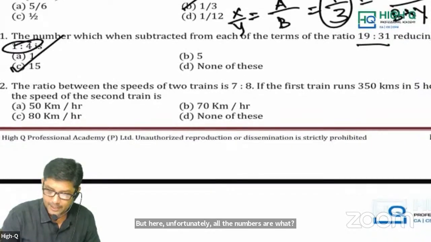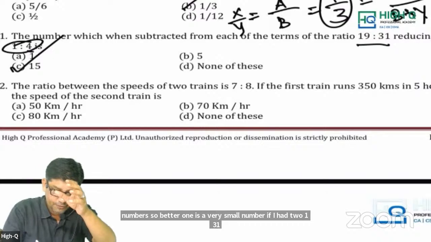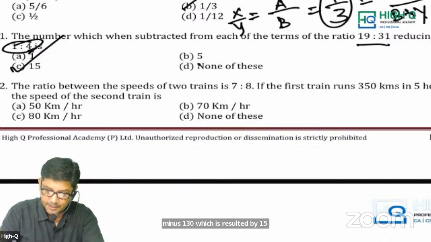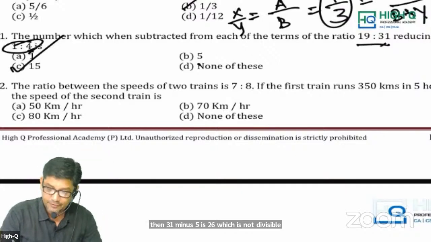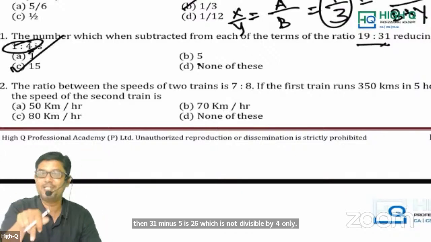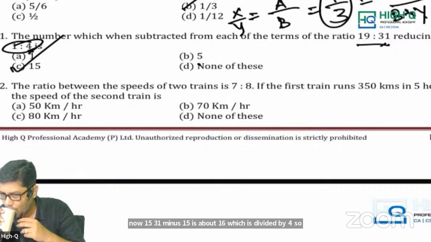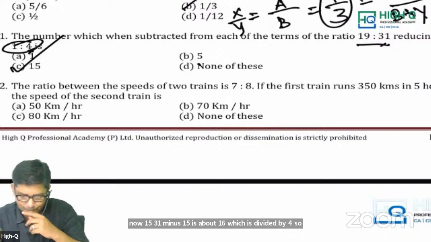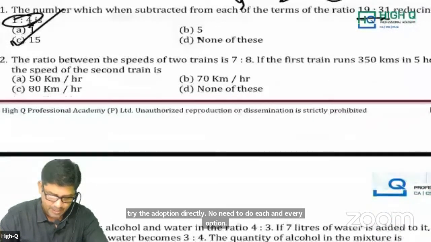So better, 1 is a very small number. If I do 31 minus 1, 30, which is divisible by 15. I want 4 in the second part. Then 31 minus 5 is 26, which is not divisible by 4. Now 15. 31 minus 15 is 16, which is divisible by 4. So try that option directly. No need to do each and every option. Is that correct, my dear? Say yes or no? Yes, next one.